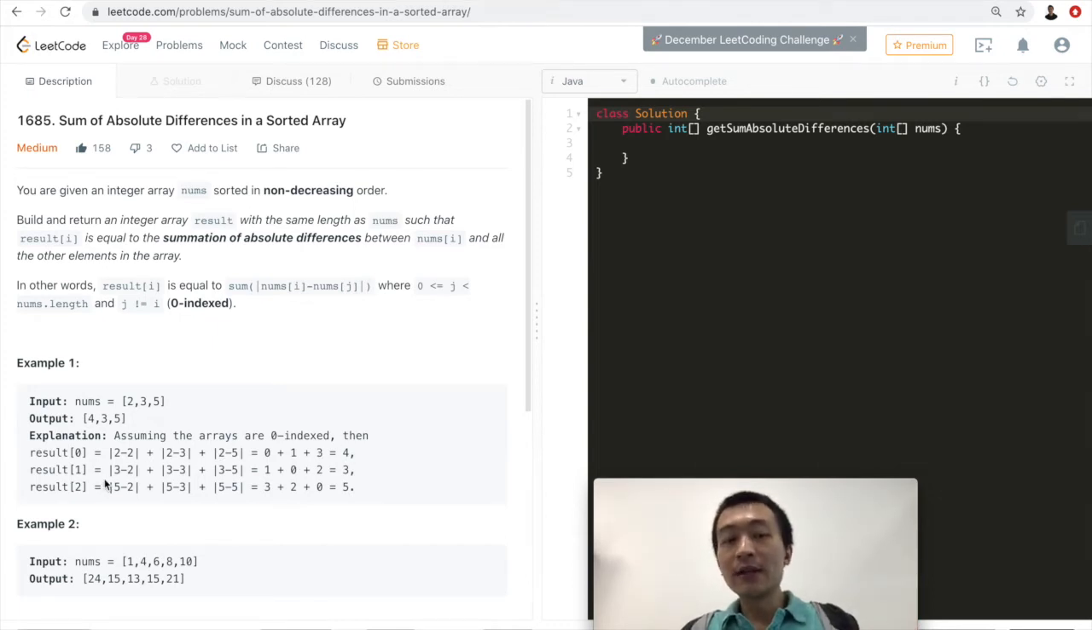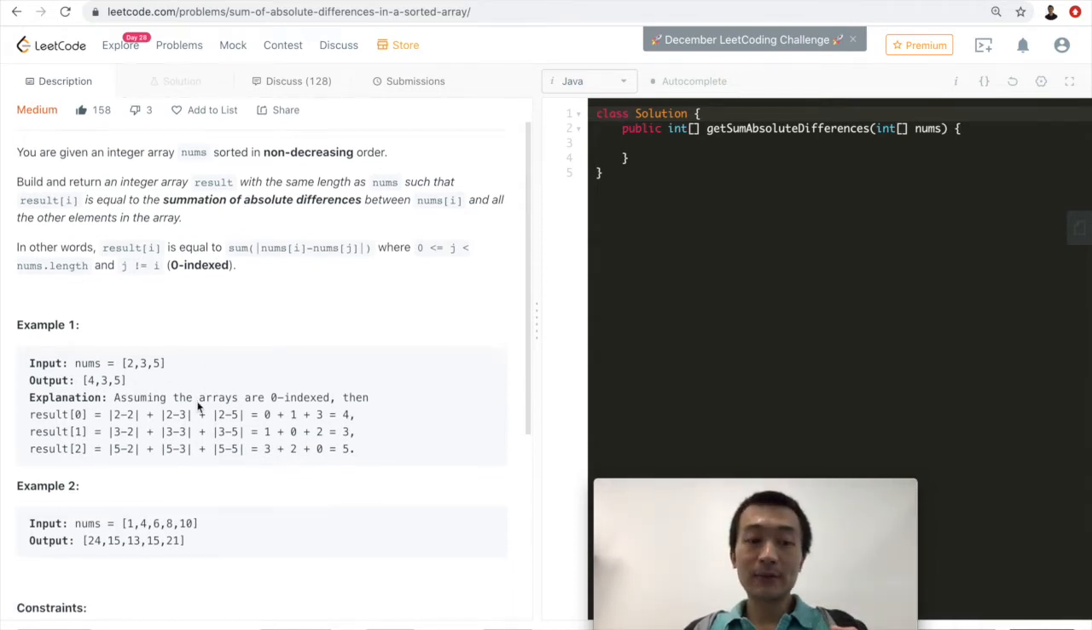We do the same for the rest, for 3 and 5. So we got 4, 3, 5. This is how we reached this result of [4, 3, 5] from this given input. All right. Let's take a look at one more example.